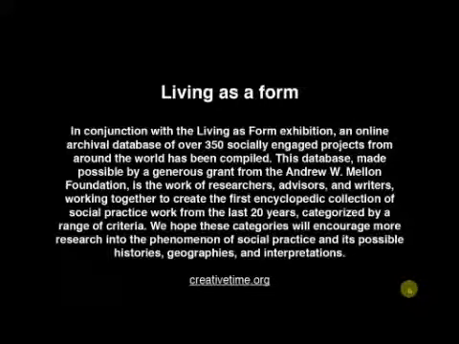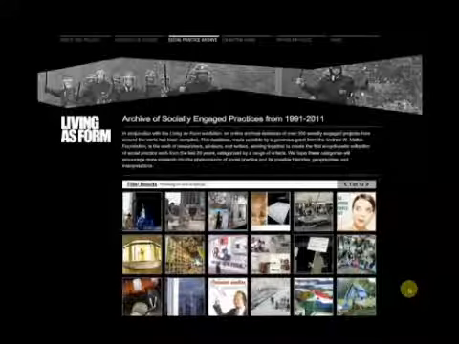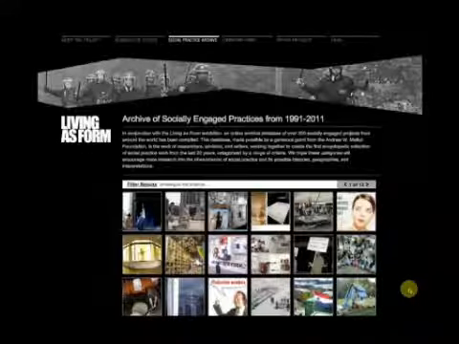Okay. Living as a form. This is one of the case studies we are sharing today. It was an exhibition about spatial practices that were socially engaged. So we think it's related not only as an archive example, but is deeply related with tactical urbanism. We have here 350 projects, a complete database here in the website. You can navigate through the projects, see how, who made it, and why.